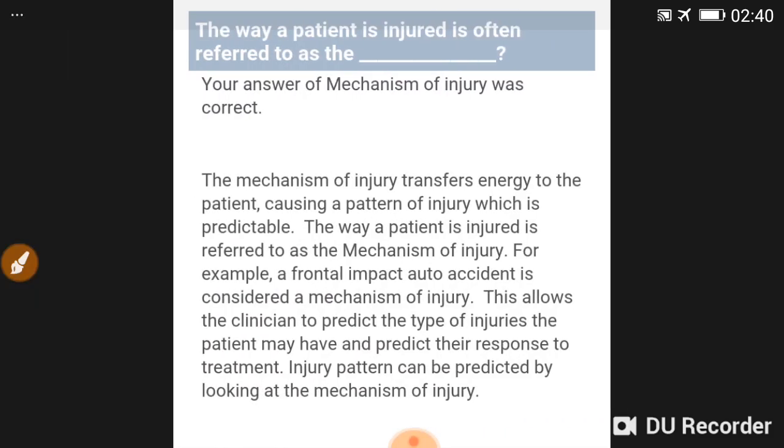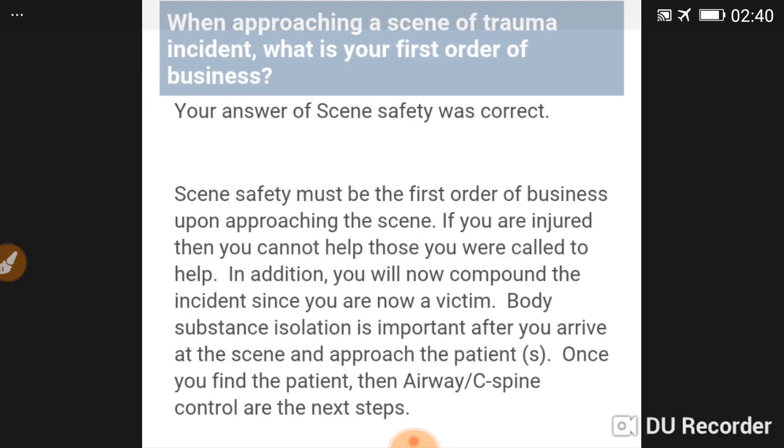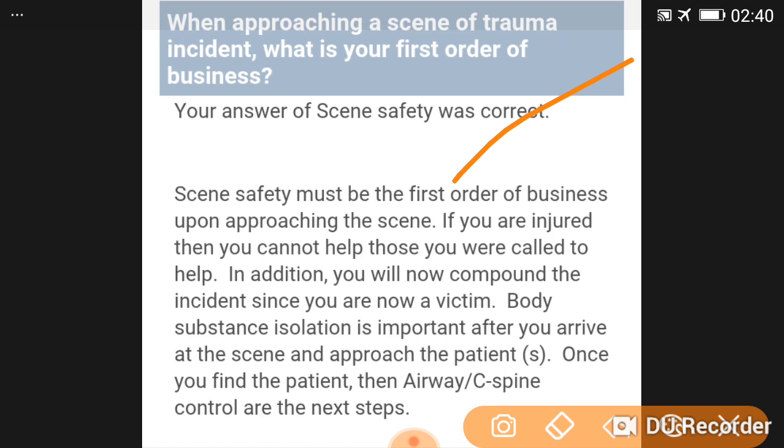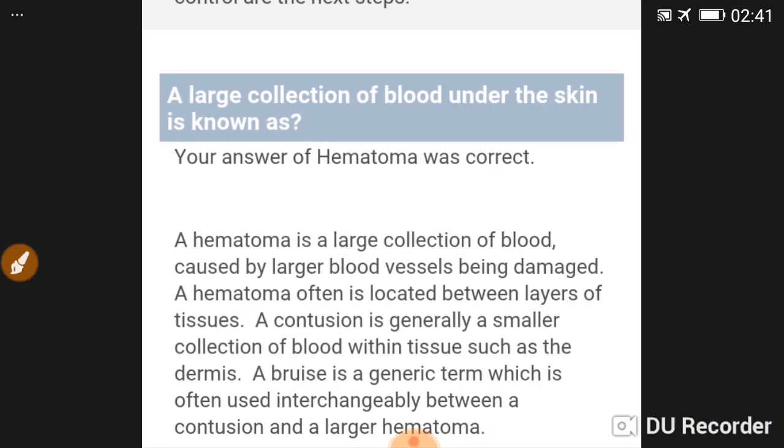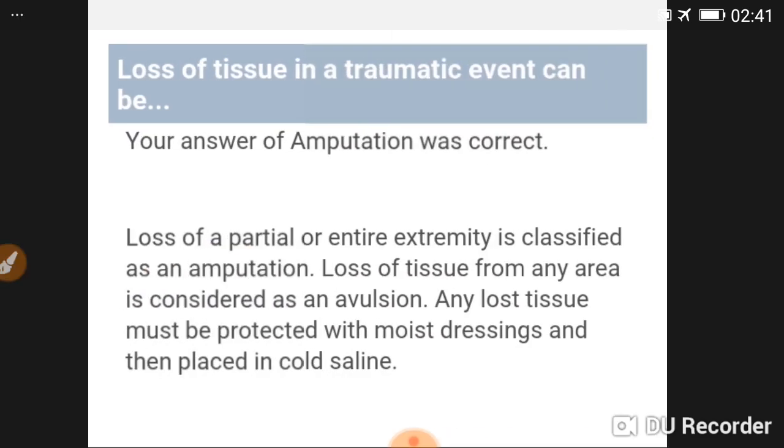Now, the way a patient is injured is often referred to as the mechanism of injury. Our answer is right. Approaching the trauma incident, the first thing to do is scene safety. If someone has fallen on a road, you have to make the scene safe first. There is no need to start CPR in the middle of the road. A large collection of blood under the skin is known as a hematoma, as I already explained.